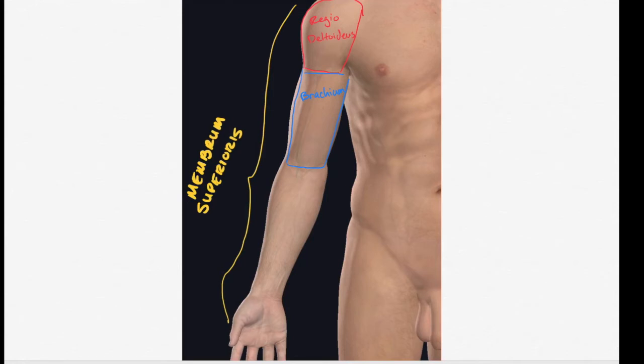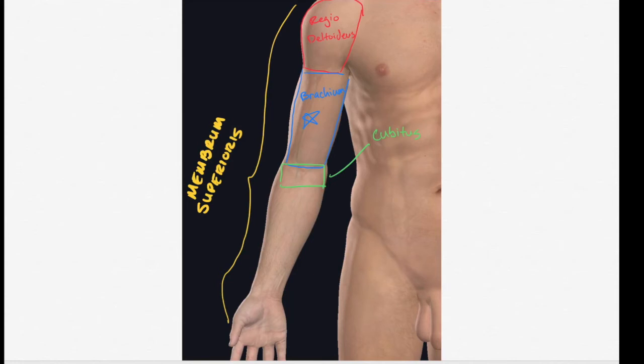Now, if we were just walking around talking to our friends about our arm for whatever reason, we usually think of this whole thing as our arm, but that is mistaken. The brachium right here, that is our arm. This whole organ right here, that's membrum superioris, or the superior limb. So don't be confused by that. Right here, our elbow, that is called cubitus, which is just a little further past the brachium.